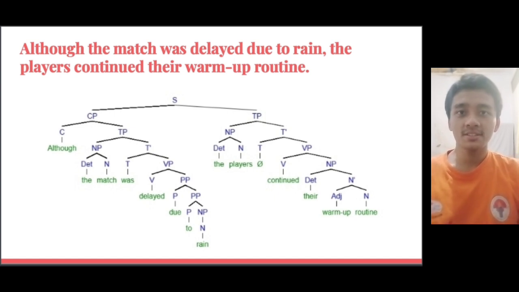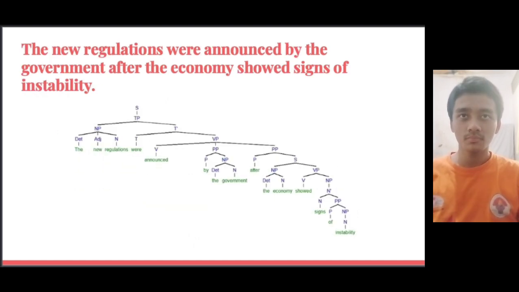Verb phrase, continued the warm-up routine, describes the action of the players. Verb, continued, the main verb. Noun phrase, their warm-up routine, the direct object of the verb continued. Determiner, their, a possessive determiner. N-bar, an intermediate level in the noun phrase. Adjective, warm-up, modifies routine. The noun routine, the head of this noun phrase.